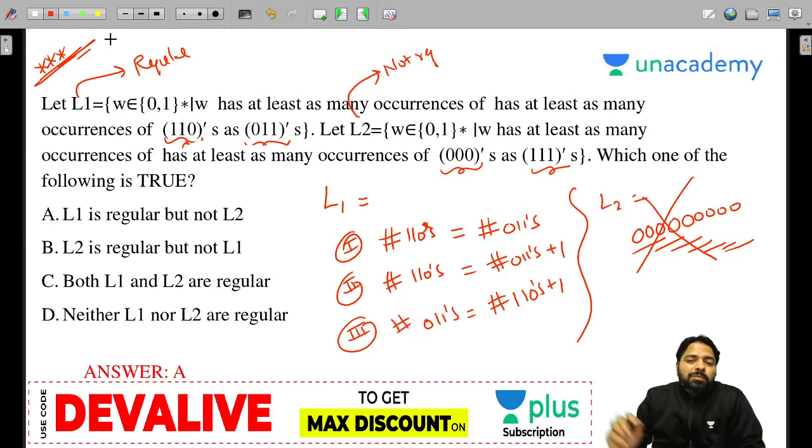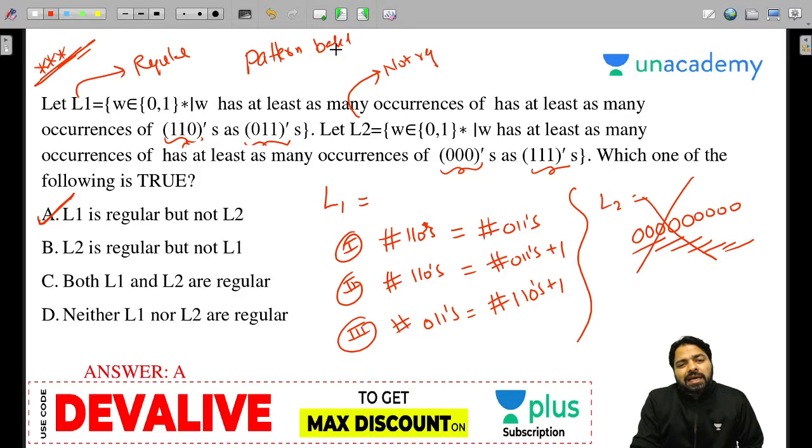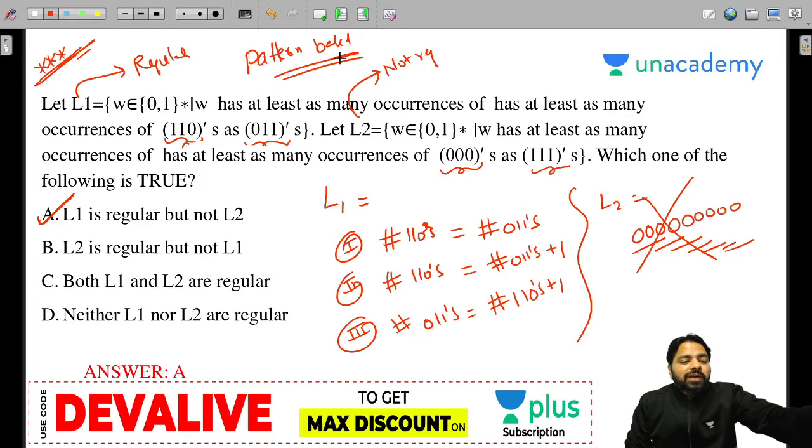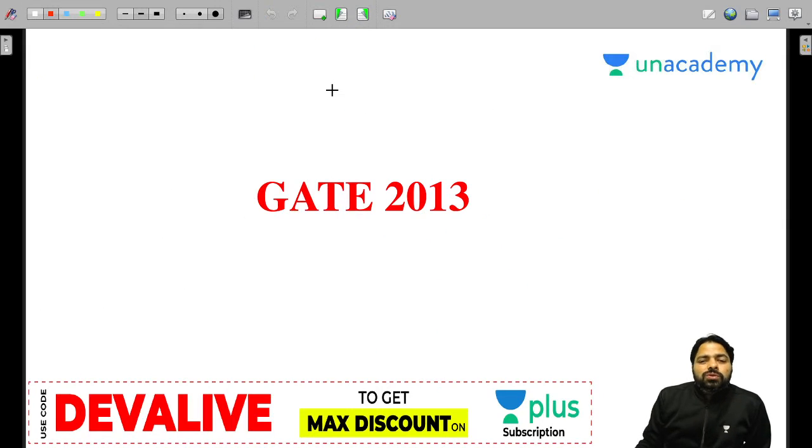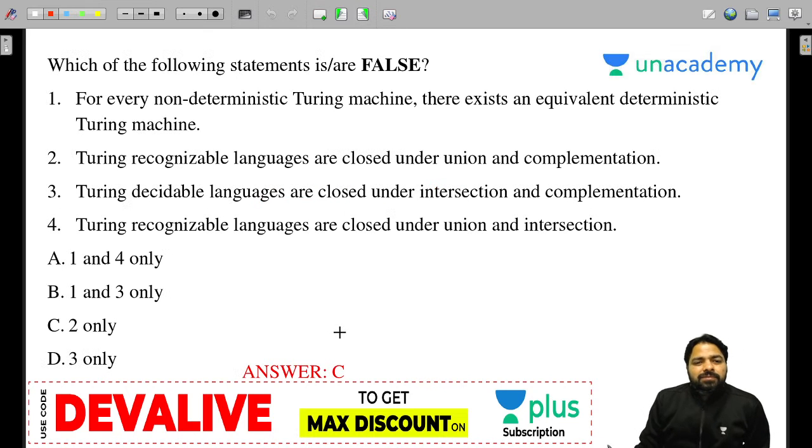I have designed machines for this language in regular classes or in practice classes on Unacademy guys. Okay, this L1 is regular, L2 is not regular. I have kept a name as pattern based. So many patterns I have explained in the class. So you can watch that video if you are interested. It's not just this 110011 guys. I have shown many examples.